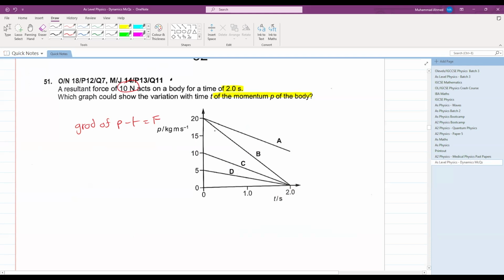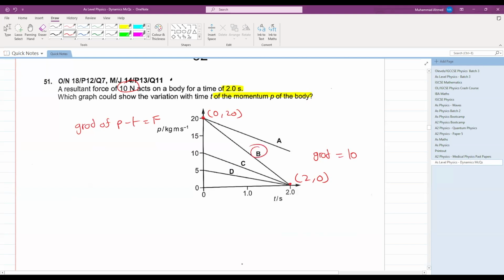We have to see that. If I examine option B, this has x 0, y 20, and then x 2, y 0. This has a gradient of 10, and that will be your force, that is 10 Newton. So B is your answer.